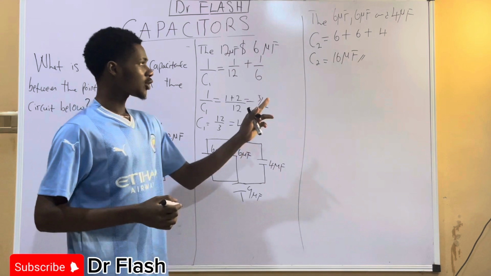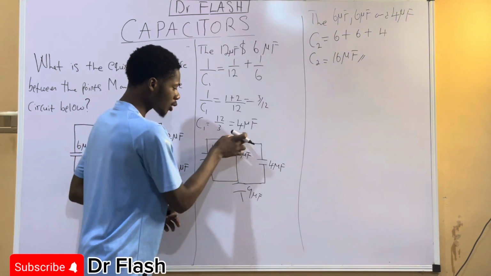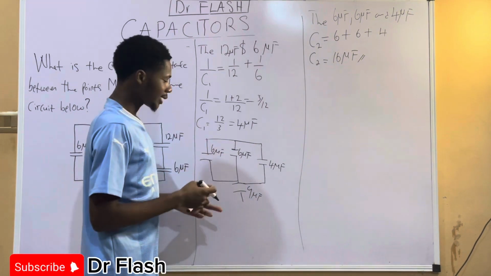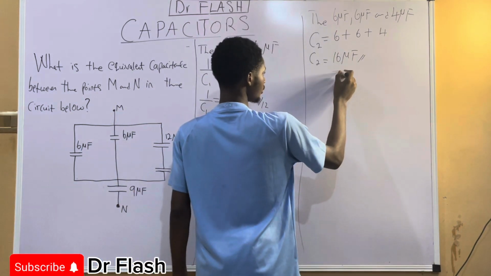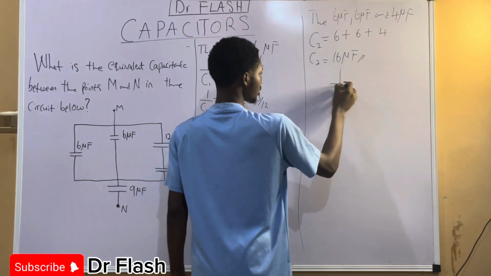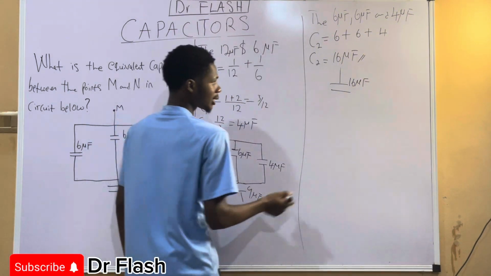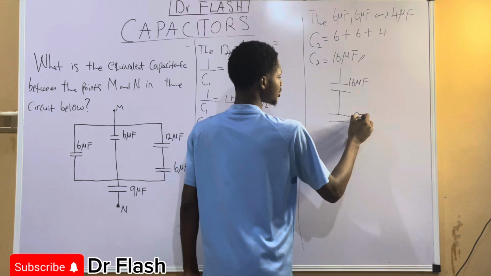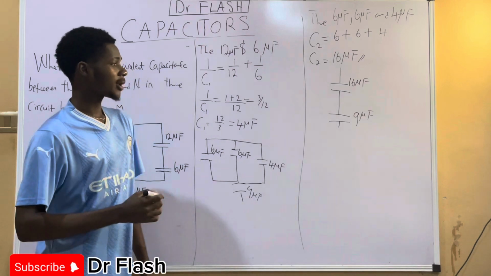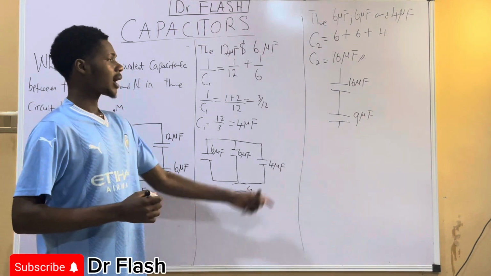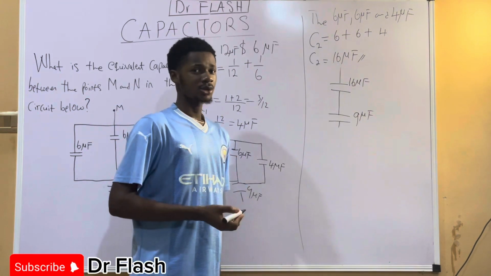By solving these three to give 16 microfarad, our new diagram becomes a single capacitor representing these three. That is the equivalent of these three capacitors, acting as one. So I'm going to have a 16 microfarad, and of course we're left with one more connected to it, the 9 microfarad. Now I'm left with two capacitors, a 16 microfarad and a 9 microfarad, and these two are connected in series. There is a straight wire connecting both of them.